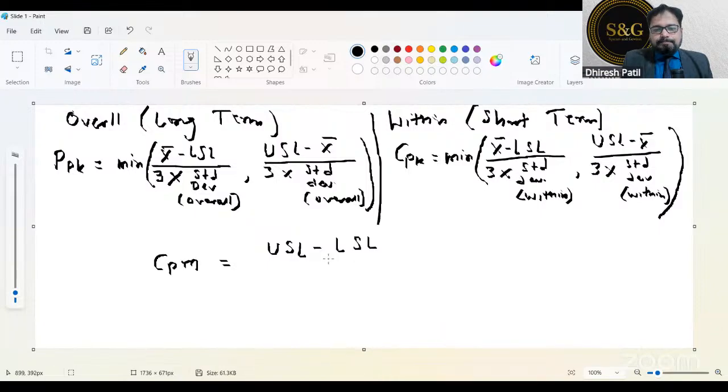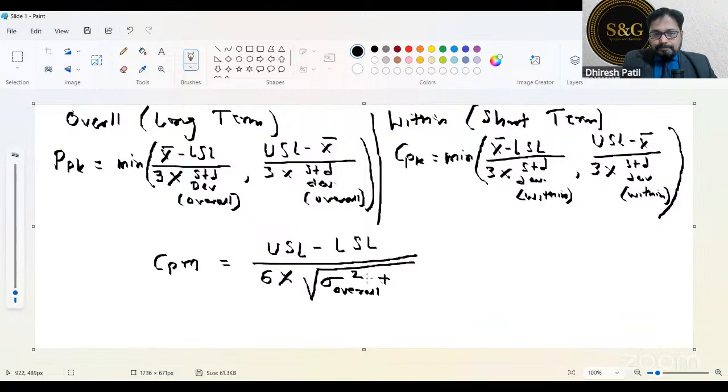USL minus LSL divided by 6 into square root of sigma overall, which is standard deviation overall squared, plus, this is very interesting, in bracket X bar minus T raised to square. Write this down, I will explain it to you.